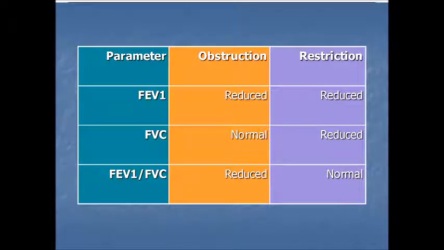Now, a few conditions are restrictive conditions, like lung collapse, cancer of the lungs, sarcoidosis, and occupational disorders. So in restrictive lung disorders, the FEV1 will be reduced, but FVC will also be reduced. So the ratio will be more or less normal. This ratio of FEV1 to FVC is very important. The details of how to get FEV1 and FVC we will discuss in the lung volumes and capacities lecture.